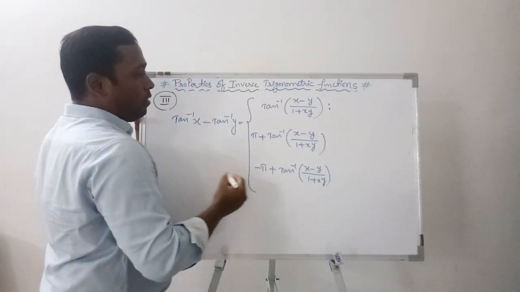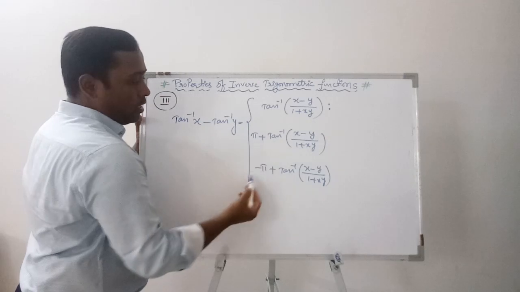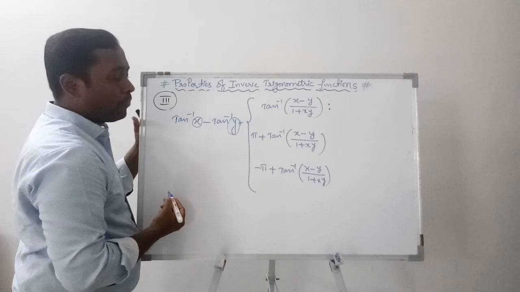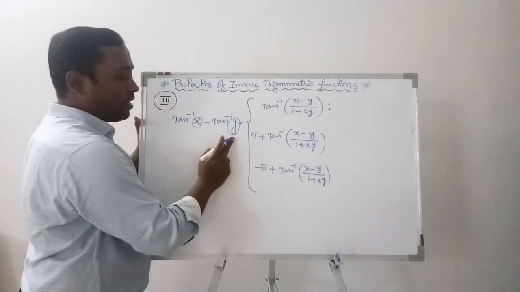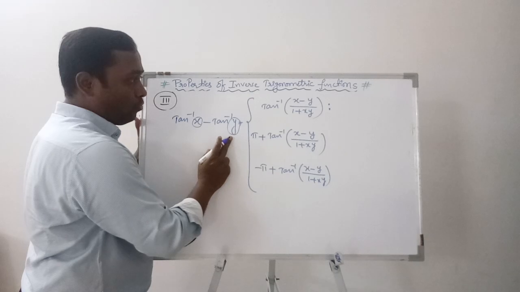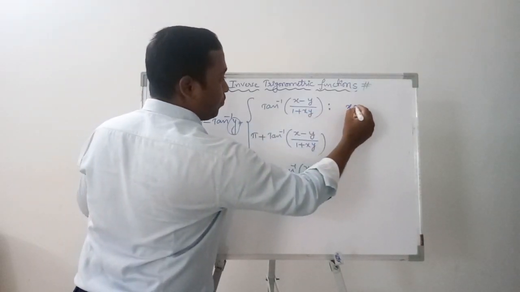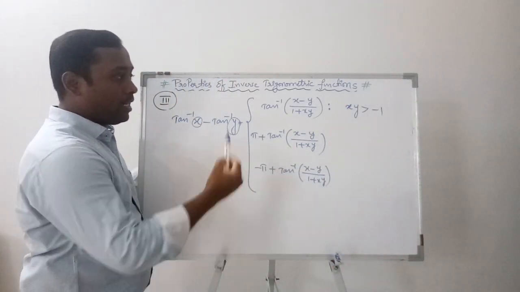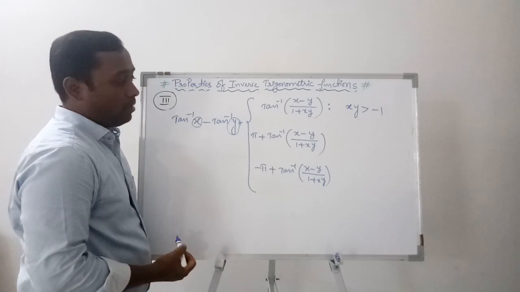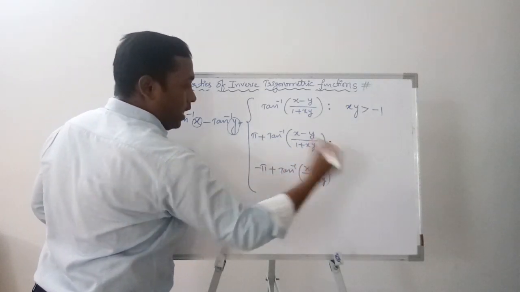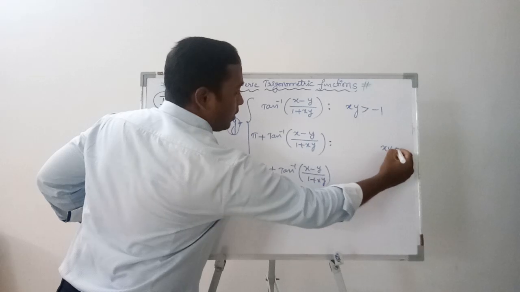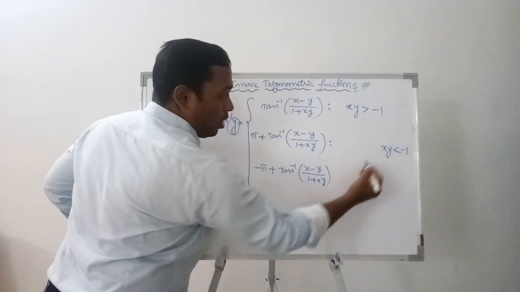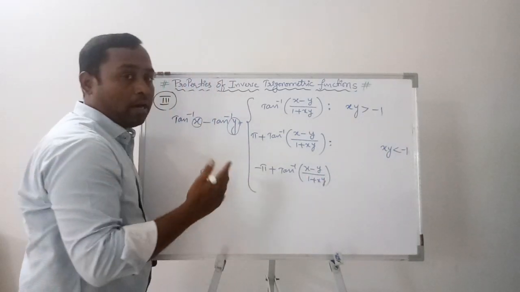Here, as you have observed, these three conditions arise again based on the nature of x and y. First we'll check the product of x into y. If the product is greater than minus 1, this formula can be applicable. And if the product xy is less than minus 1, it is only possible when one is positive and the other is negative.